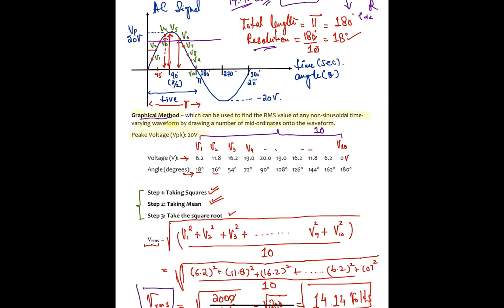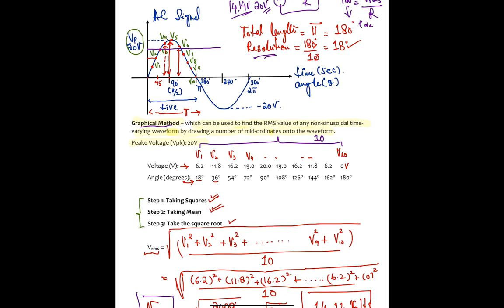Okay, so if I go back to this problem right here, where I knew that the peak value was 20 volts, I can simply plug in this value in this equation, Vrms equals Vp over under root 2, Vp being 20 volts divided by under root 2, and if I do the math here, I basically get 14.14 volts, which was exactly what we got over here using the graphical method.